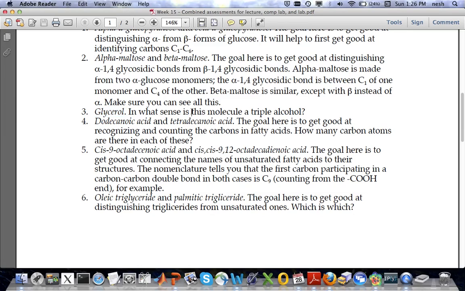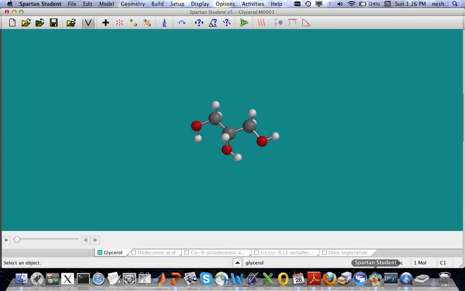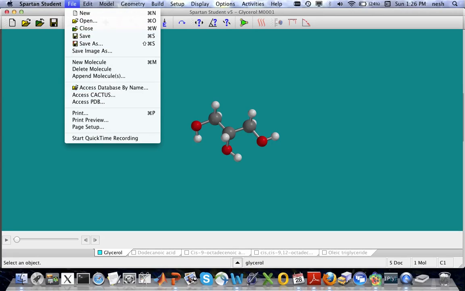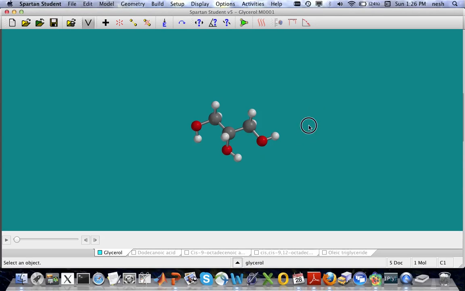And as before, what you'll want to do is bring up Spartan and carry out some of these manipulations as you go along. So for this one, I just went to the Cactus database as before and typed in glycerol. You can do that, and I'm looking at it in the regular ball and spoke model.